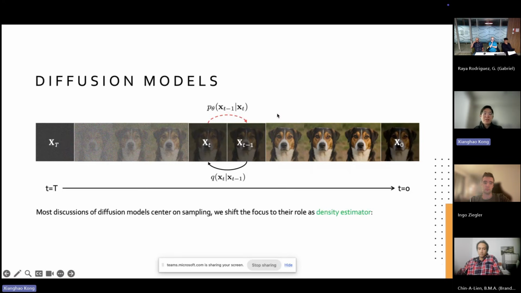But most discussions of diffusion models just focus on sampling, right? We want to speed up diffusion models or something like that. But we shift the focus to their role as a density estimator. That's what I think is the more essential part of the diffusion model. It can, in principle, estimate the density of any distribution. Previously, this density estimation was usually completed by the training loss, the variational lower bound, VLB.